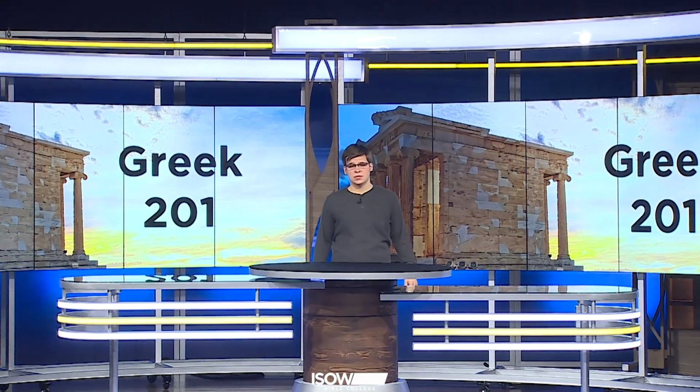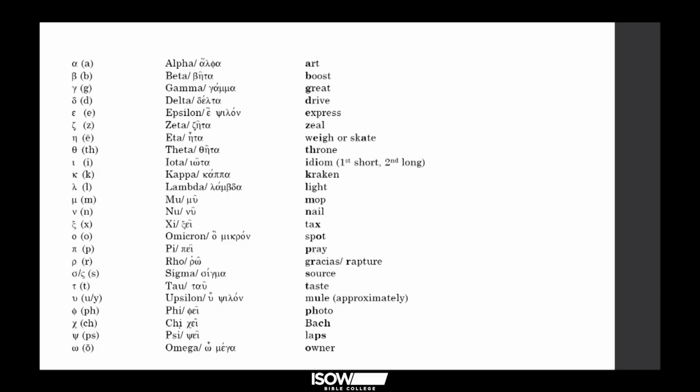So Dr. Arrington has just gone over the Greek alphabet, which we'll be reviewing very briefly here again. Alpha is going to be pronounced as A as in art, alpha. Beta will be pronounced as B in English, like boost. Gamma will be pronounced as G, like great. Delta will be pronounced as D, like drive. Epsilon will be pronounced as a short E, like express.